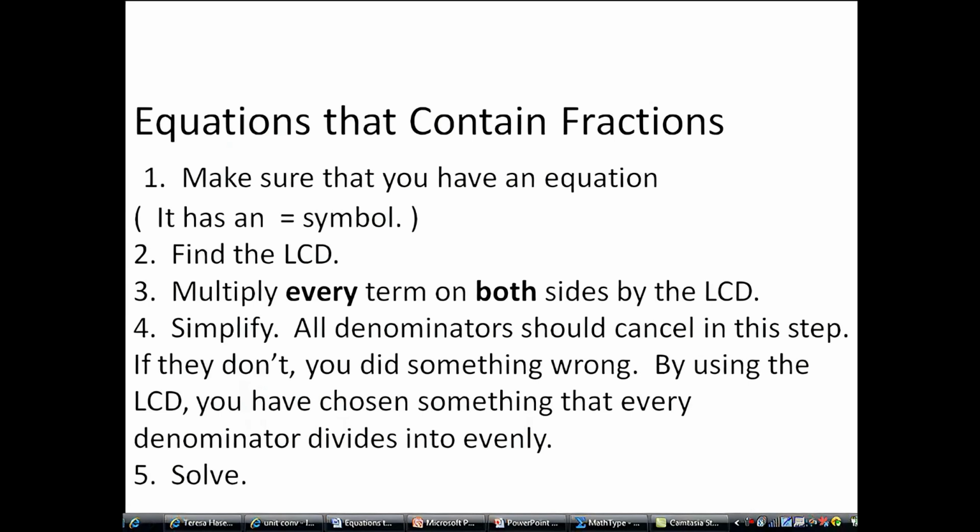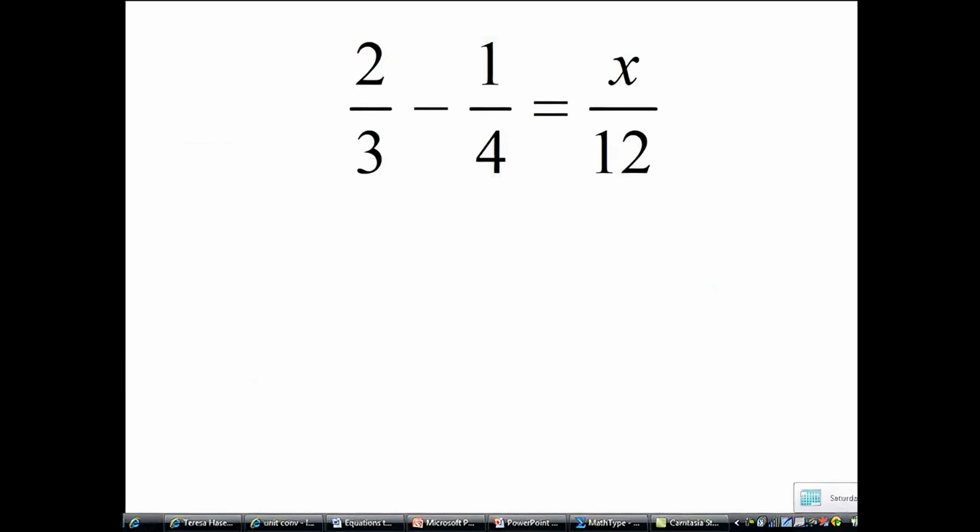In this step, all our denominators should cancel. If they don't, we did something wrong. And then fifth, we will solve. Here is an equation that has fractions. We're going to first find the common denominator. If we check, all of these denominators will divide evenly into 12. So we can use 12 for the common denominator.